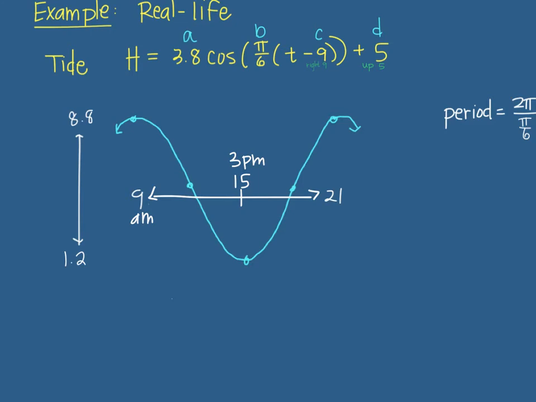What would mid-tide be? Okay, we've got high tide, we've got low tide. When would it be in the middle? Well, what's between 9 a.m. and 3 p.m.? 12 noon, right? So this is noon right here. Okay, and then it would also be back to mid-tide at 6 p.m.